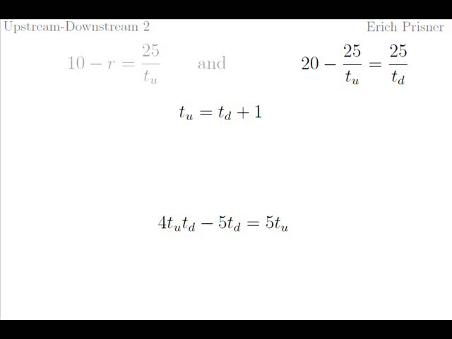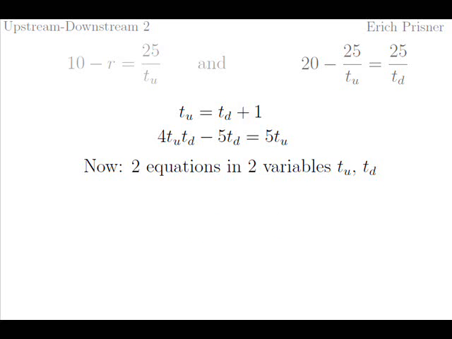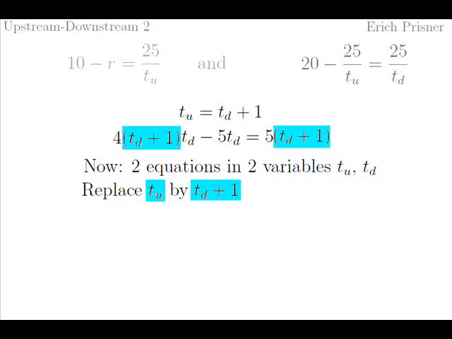For all this, we didn't need or change the third equation expressing the relation between the times. So it is still there, and we have two equations in the two variables tu and td. Replacing tu by td plus 1 according to our time relation, we get 4 times (td plus 1) times td minus 5 td equals 5 times (td plus 1).